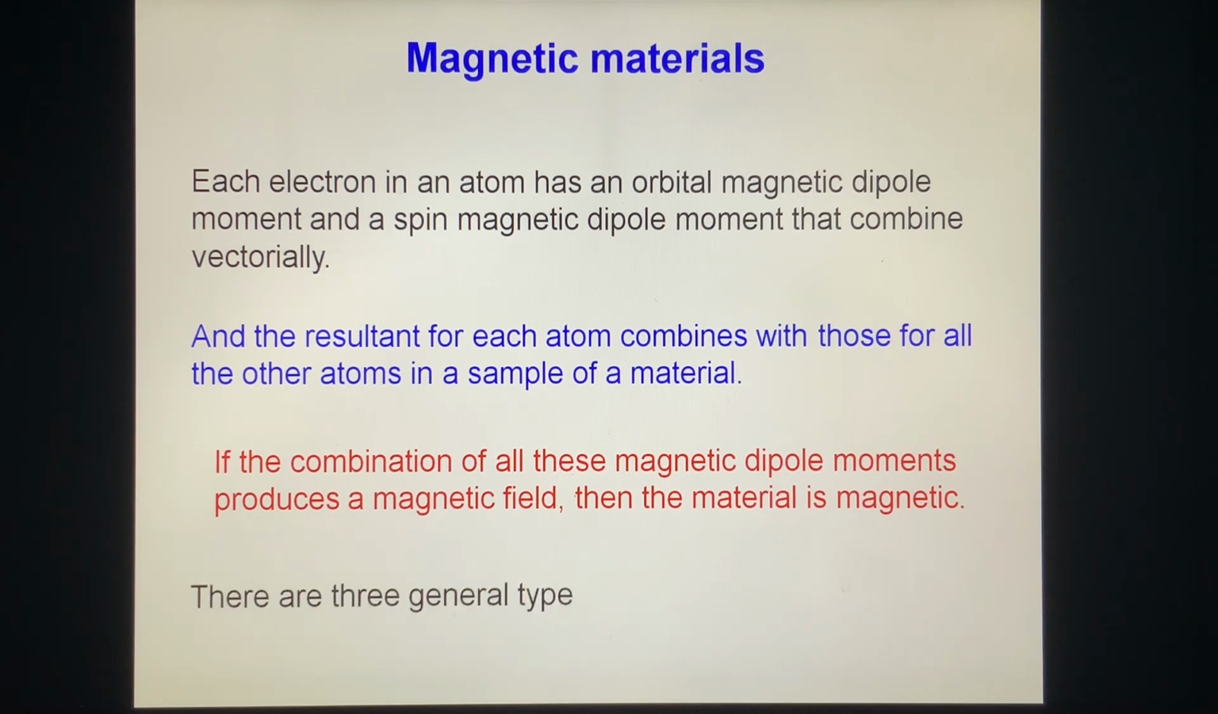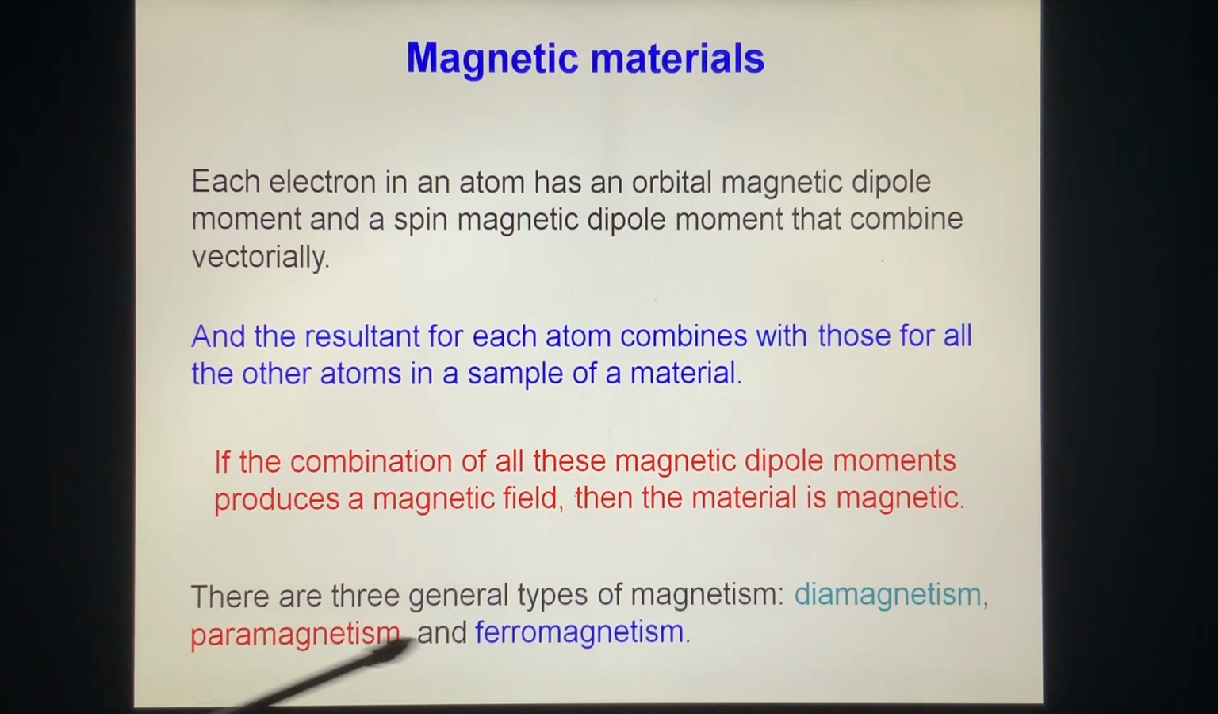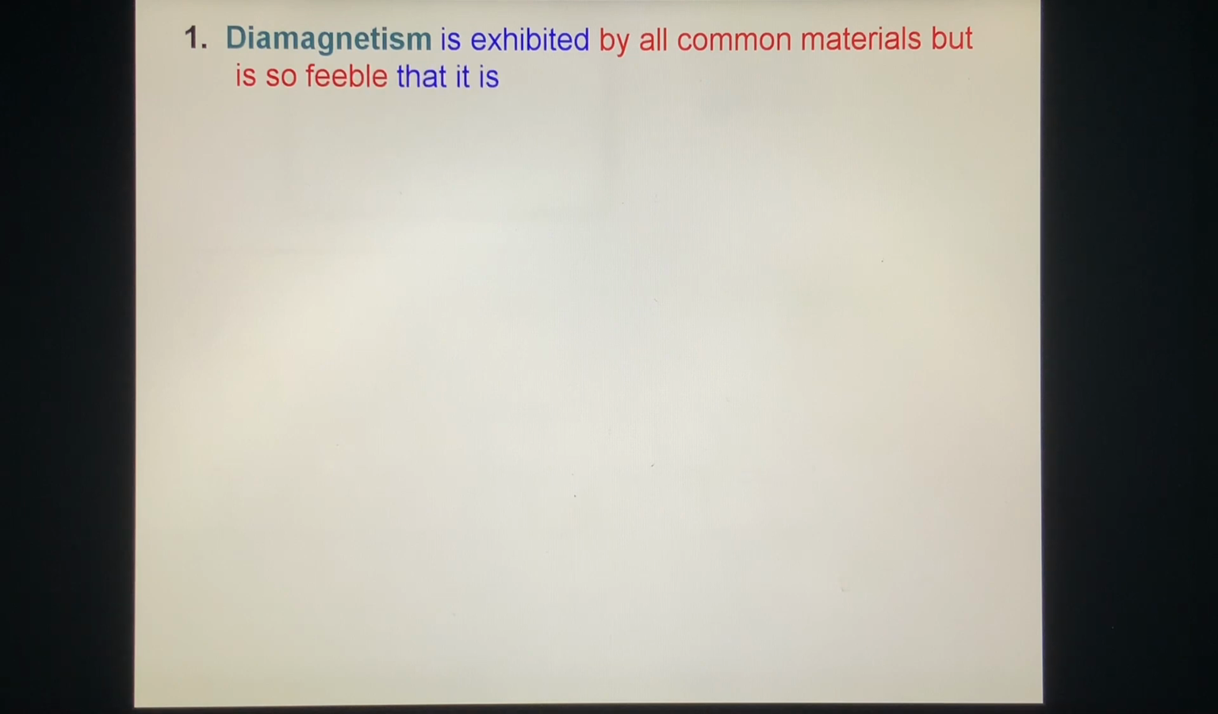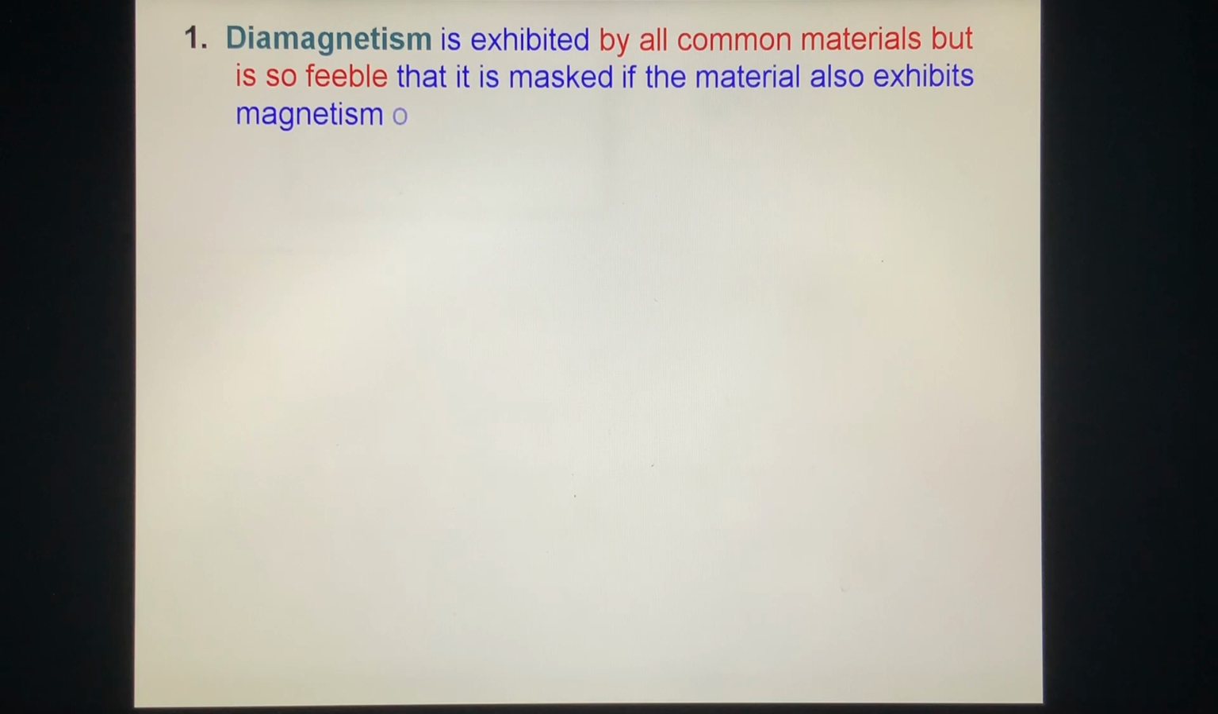There are three general types of magnetism: diamagnetism, paramagnetism, and ferromagnetism. Diamagnetism is exhibited by all common materials, but is so feeble that it is masked if the material also exhibits magnetism of either of the other two types.